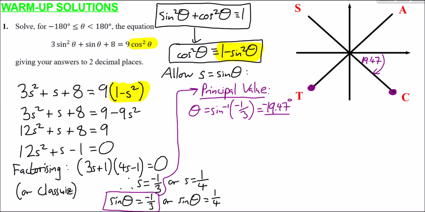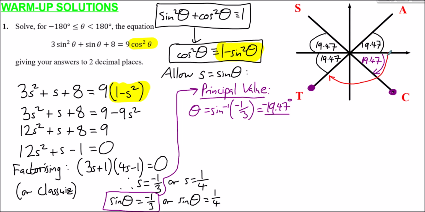The other valid root will be, if we go around to this T quadrant, if we go the positive way, we'll be going more than 180. We can't go more than 180. So to keep within the range of validity, we need to go around in the negative direction from here, like so. So this angle here will be 19.47. All these acute angles will be 19.47, which you hopefully will have remembered.